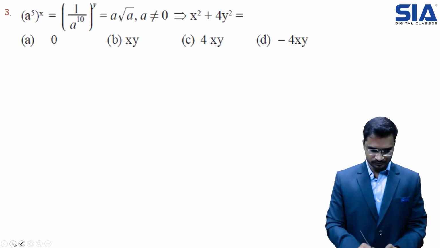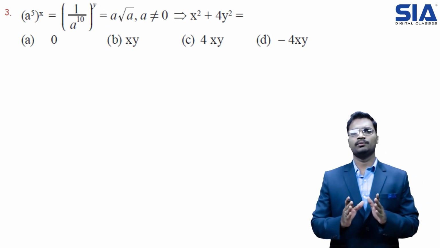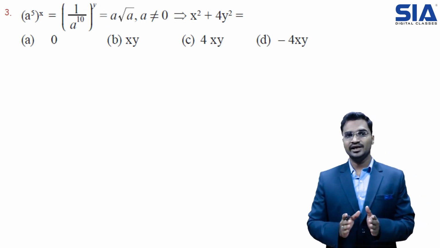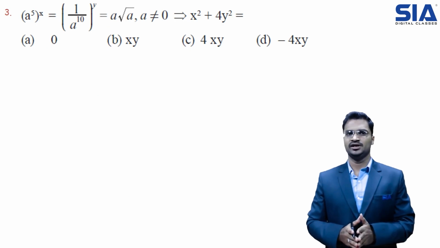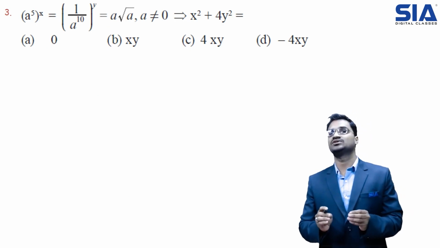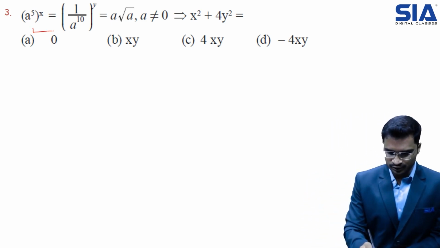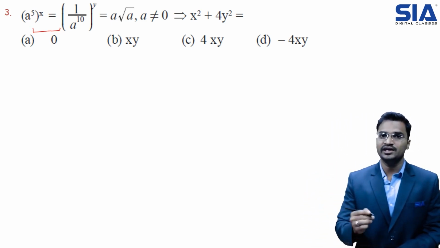Coming to the next question. Let us see here. If a to the power of 5 whole to the power of x is equal to 1 by a to the power of 10 whole to the power of y is equal to a root a, then what is x square plus 4y square? So let us solve this. What I will do is I will take both of these equations and equate them.